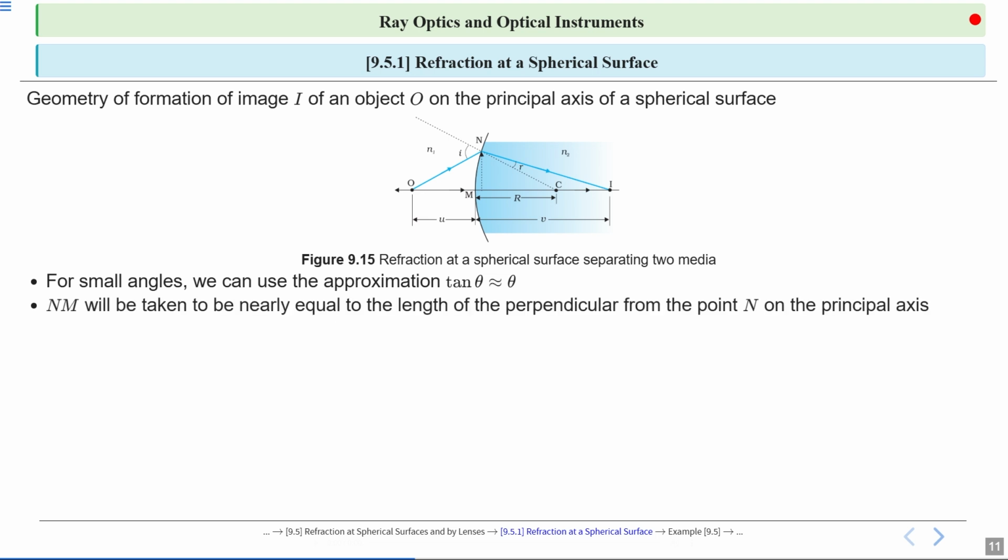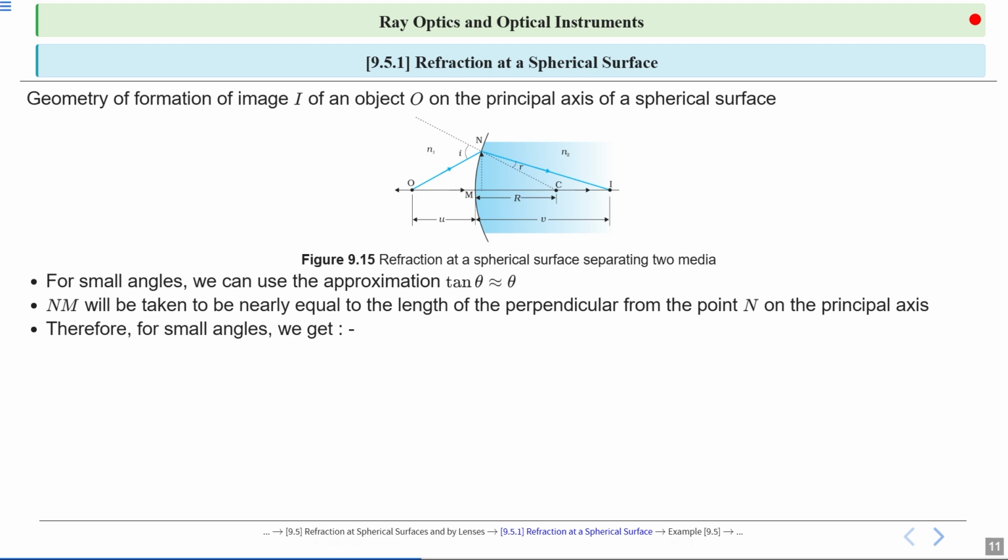So NM will be taken to be nearly equal to the length of the perpendicular. M is the midpoint of the spherical surface and N is the point of incidence. So we have drawn a normal from N to this principal axis. Since the aperture is small, this normal is meeting the principal axis at some point that lies very close to M. So NM will be taken nearly equal to the perpendicular from the point N on the principal axis, because the aperture is small.